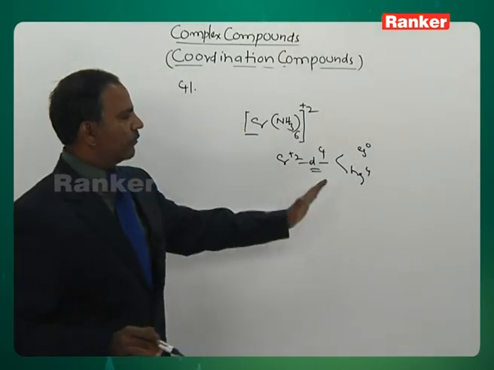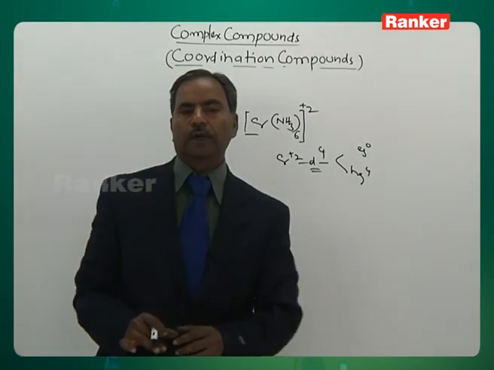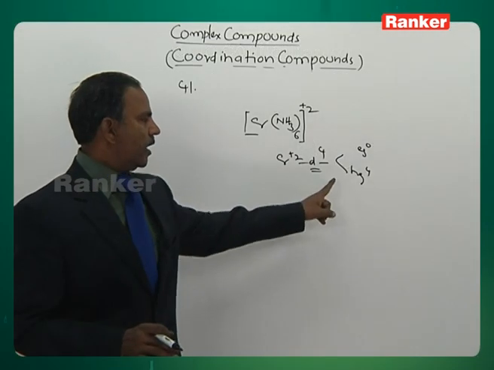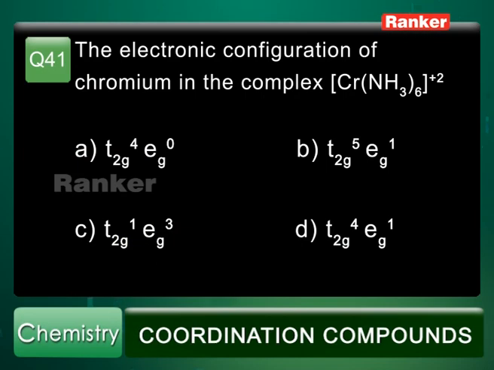Let us check the electronic configuration. t2g4, eg0 should be the answer. Option A is given as t2g4, eg0. B, t2g5, eg1. C, t2g1, eg3. D, t2g4, eg1. So this is the actual distribution of electrons. Therefore, A is the answer.